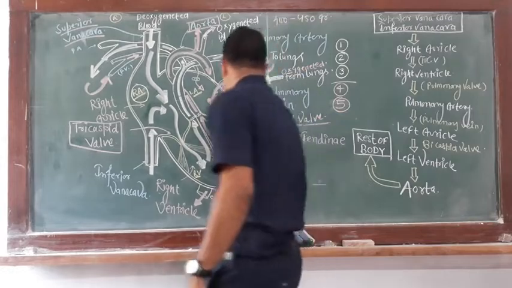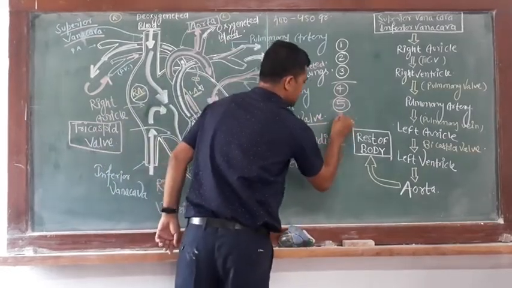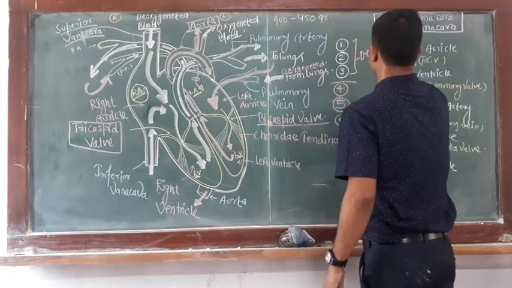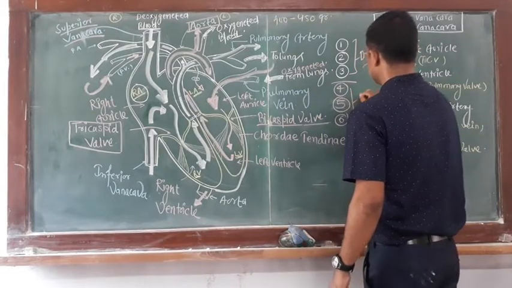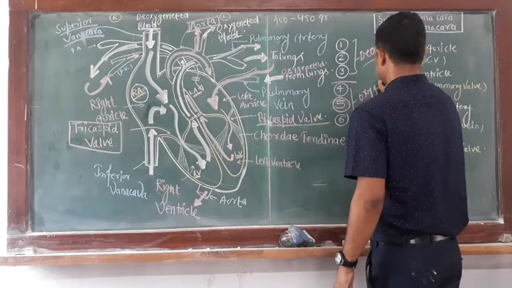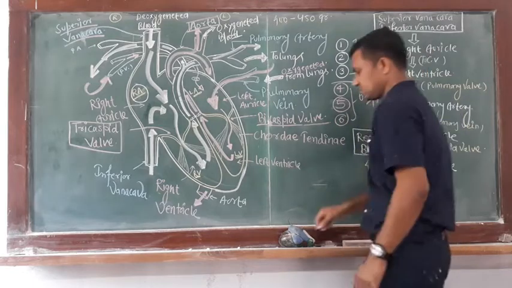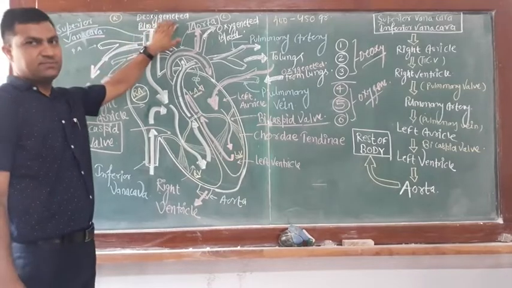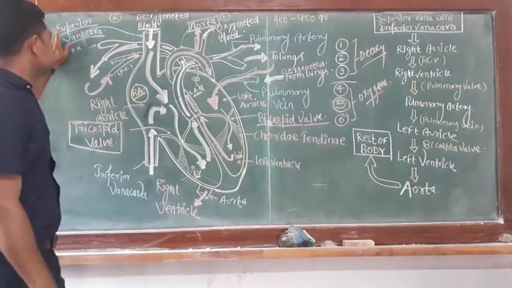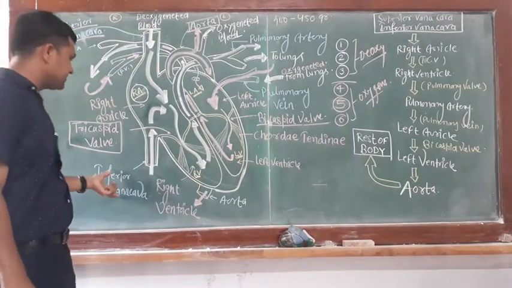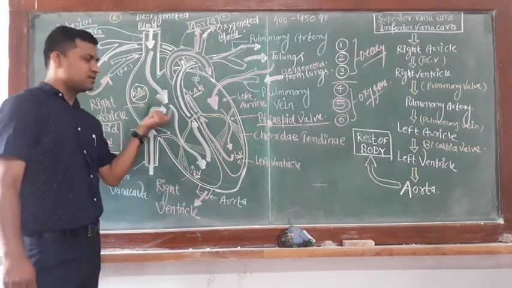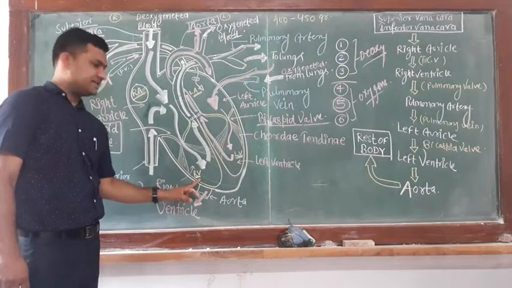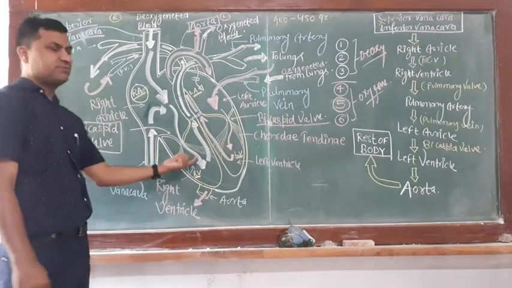Now revise it this time. It's a total of 6 points. 3 are deoxygenated and 3 are the oxygenated process. Now listen carefully. Number 1 stage, the deoxygenated blood comes with the help of the superior vena cava and inferior vena cava into the right auricle, then to the right ventricle with the help of the tricuspid valve.